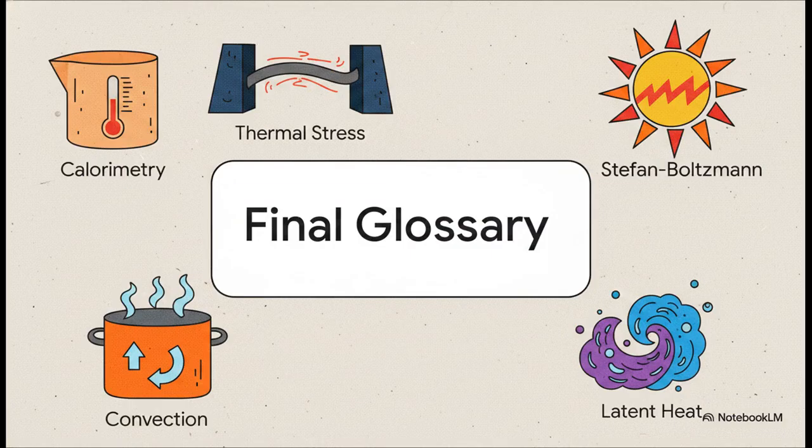Here is your rapid-fire glossary checklist for your final review. Calorimetry is the measurement of heat exchange. Thermal stress is the massive force generated when thermal expansion is restricted. Latent heat is the hidden energy fueling a phase change without altering the temperature. Convection is bulk fluid motion transferring heat. And the Stefan-Boltzmann law relates to the energy emitted via radiation. Definitely burn these into your memory.